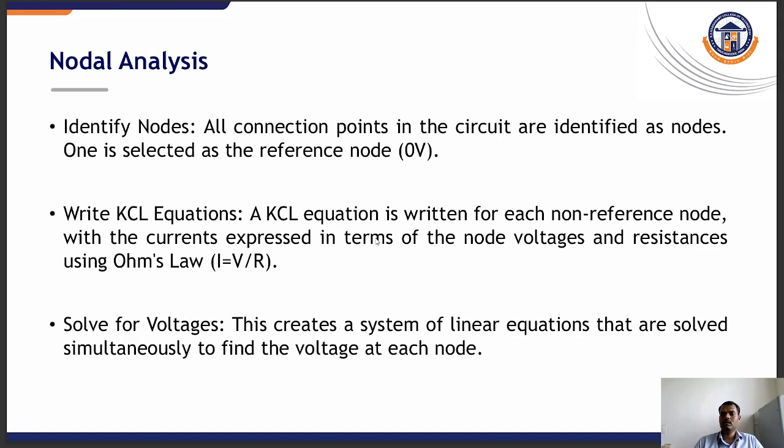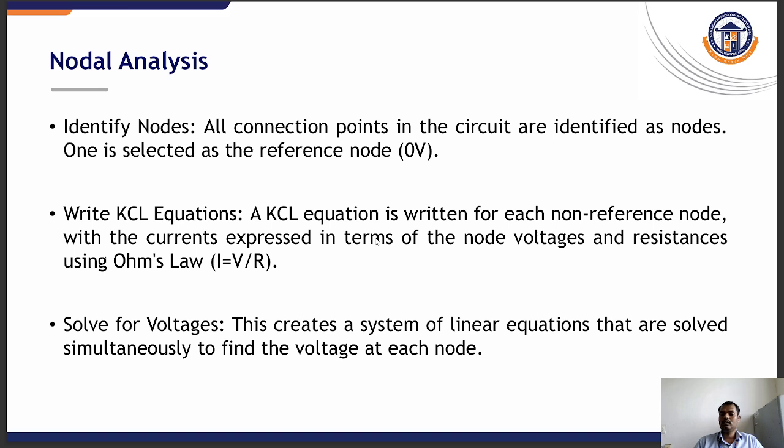What we have to do is, all connection points in a circuit are identified as nodes. One is selected as the reference node, that is 0 volt. And then we have to write the KCL equation. A KCL equation is written for each non-reference node with the currents expressed in terms of node voltages and resistances, that is using Ohm's law, I is equal to V by R. Then we have to solve for the voltages.